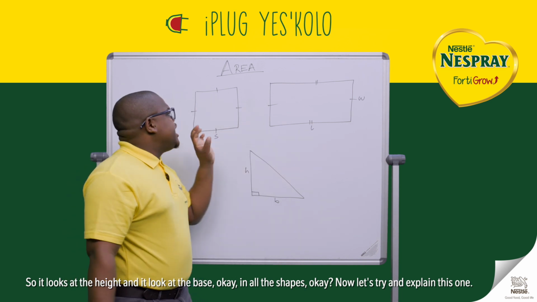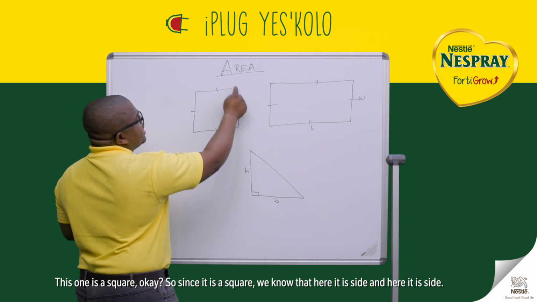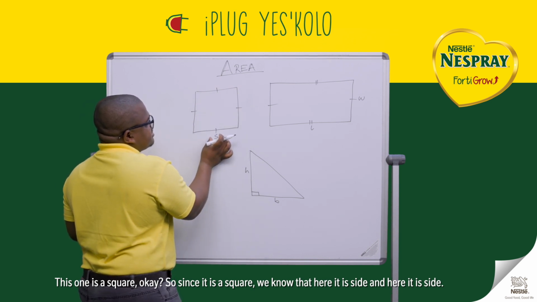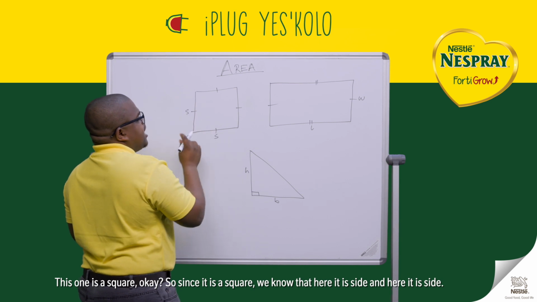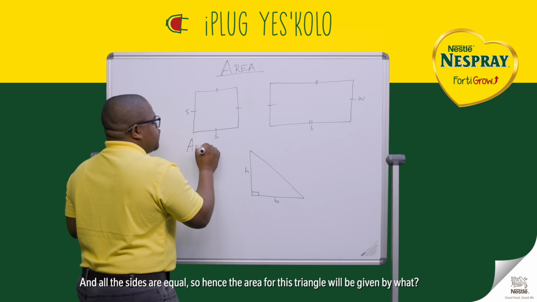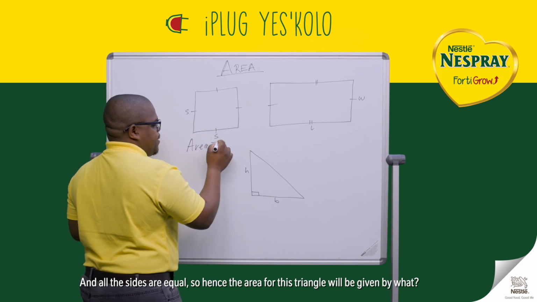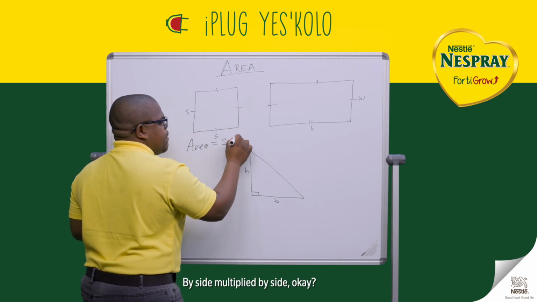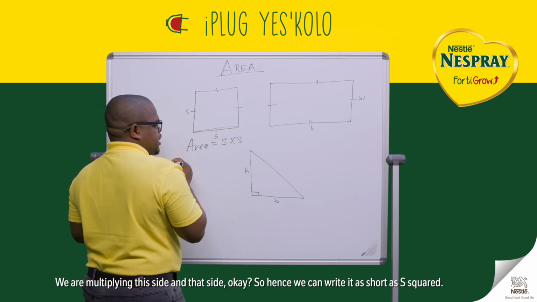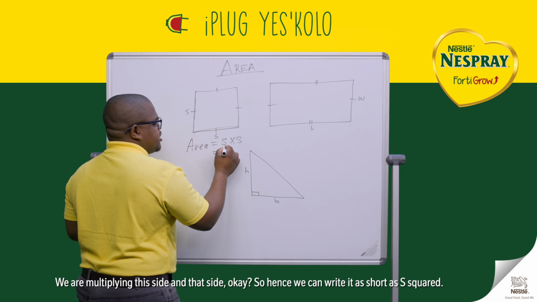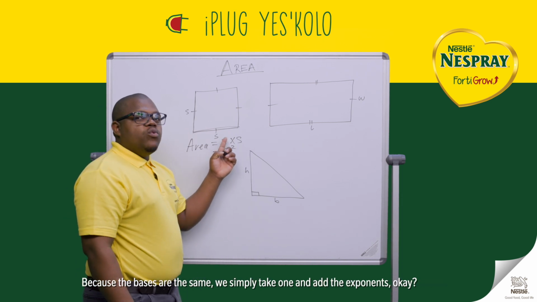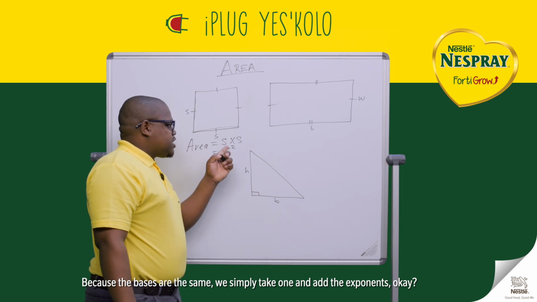Now, let's try and explain this one. This one is a square. Since it's a square, we know that here it is side and here it is side, and all the sides are equal. So the area for this square will be given by side multiplied by side. We are multiplying this side and that side, so we can write it as s squared. Because the bases are the same, we simply take one and add the exponents.